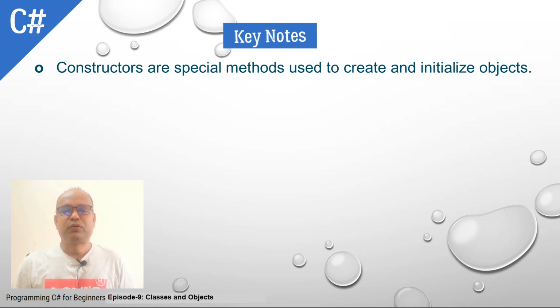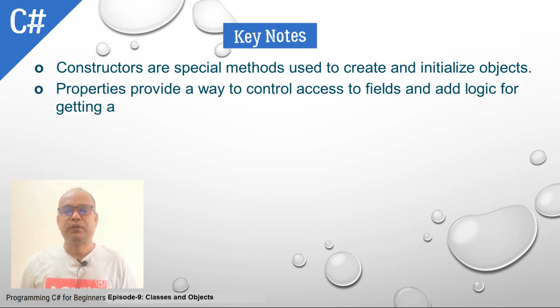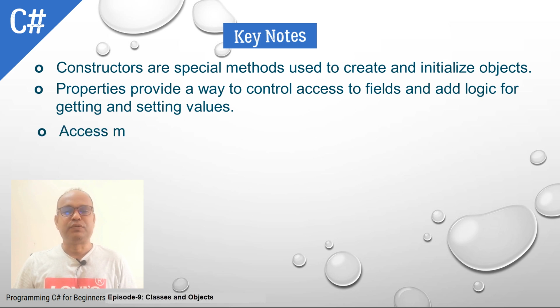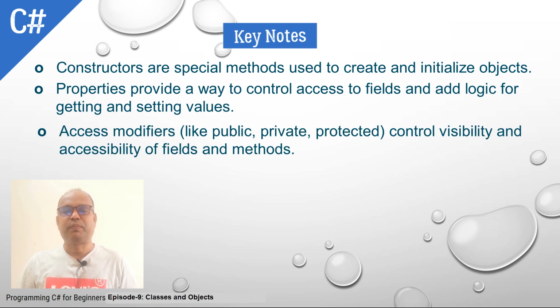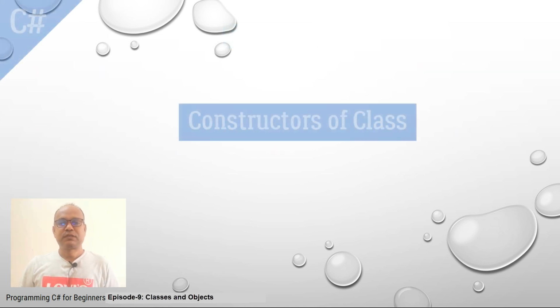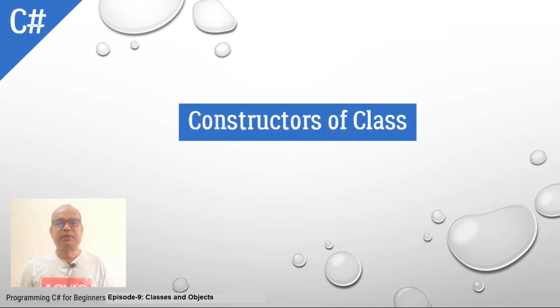Constructors are special methods used to create and initialize objects. Properties provide a way to control access to fields and add logic for getting and setting values. Access modifiers like public, private, protected control visibility and accessibility of fields and methods. Constructors of class. Let's explain constructors in C# classes along with examples.